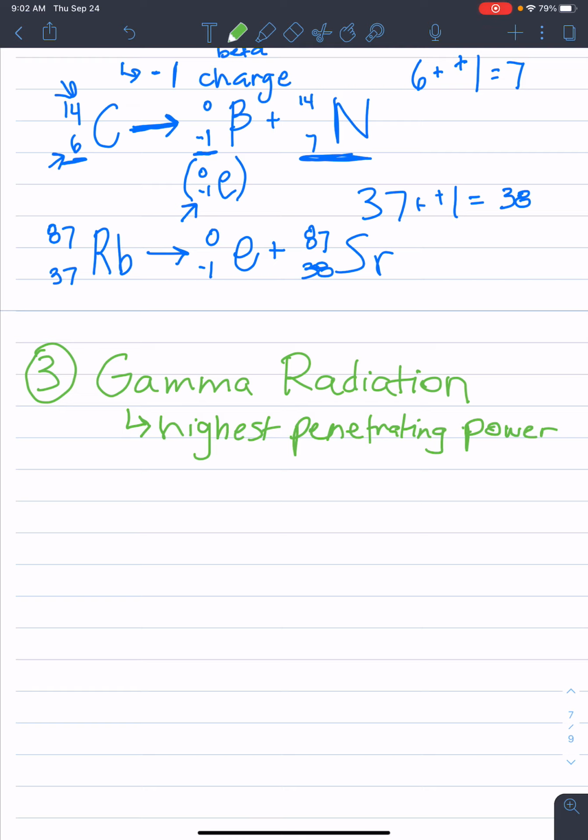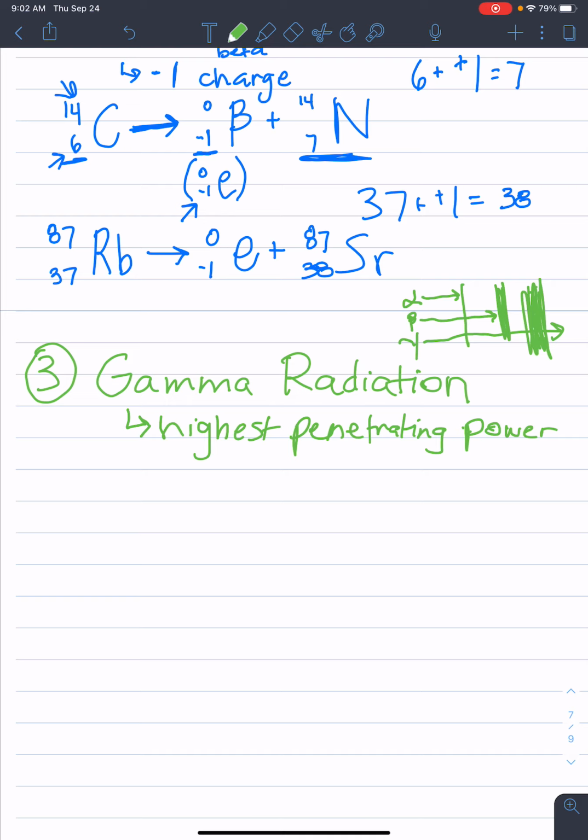Before we talked about alpha particles can't even go through paper. Beta particles can go through paper but get stopped by metals. And then gamma, which that's a symbol for gamma, it can go through paper and metals, and even other types of stronger metals like lead. It can go through. So it's really high penetrating power. It can be really dangerous, things like that.